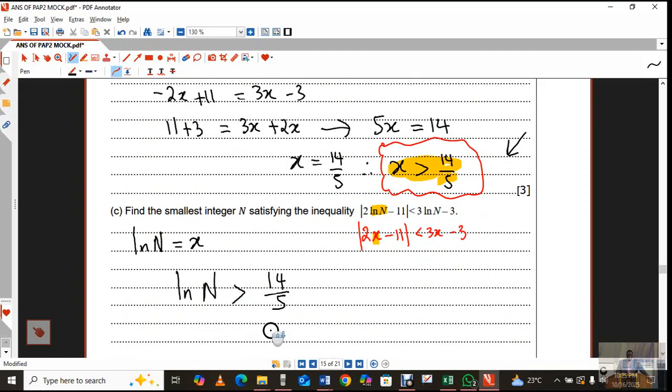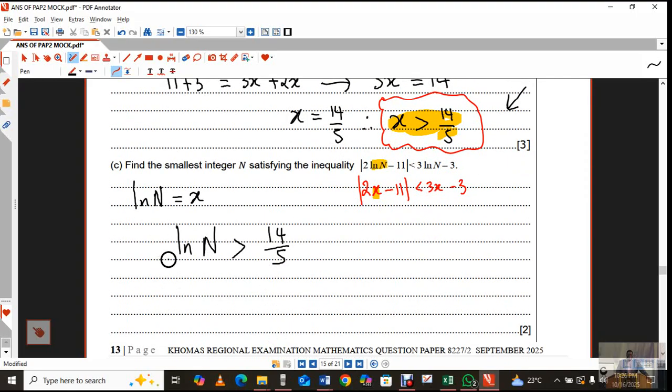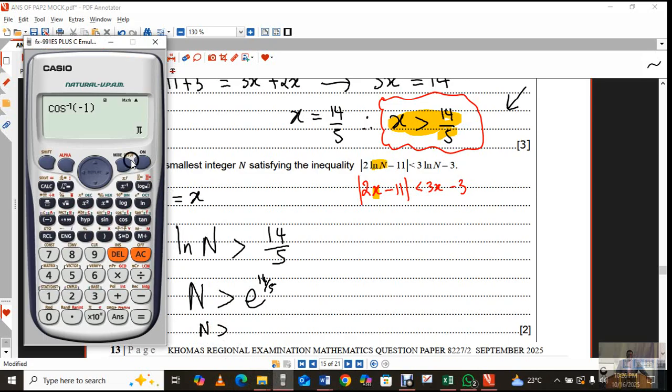So this is something that we should be able to solve. Right. This is going to leave me with N is greater than e raised to 14 over 5. How do I go from that? Remember I said natural log is log base e, so e raised to that. Okay. Now let's see what that gives me. N is greater than what number? Because we are looking for an integer, a positive or negative whole number, an integer value. So e raised to the power of 14 over 5.